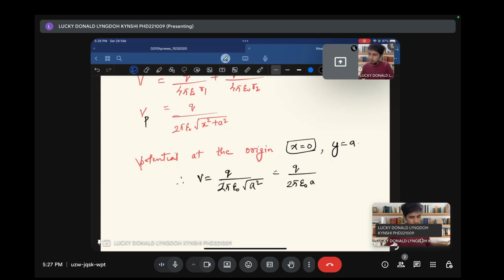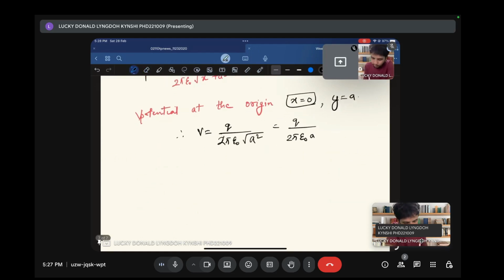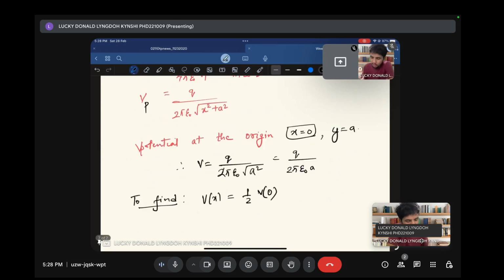Now what happens? You need to find v of x equal to half v of 0. That means you have to find at what position of x the potential is half of that at the origin. That is the question. What is the position? You have to find the value of x such that the potential is half the potential at the origin.